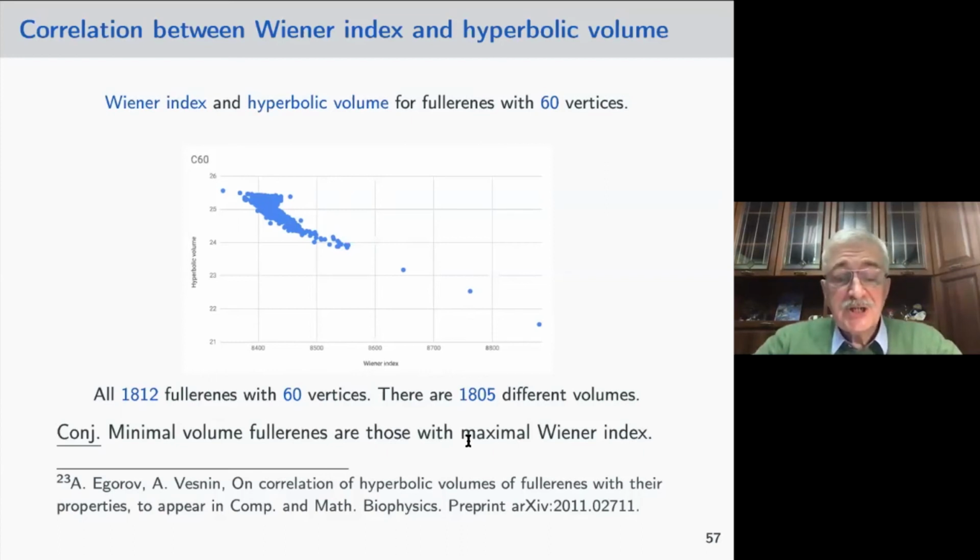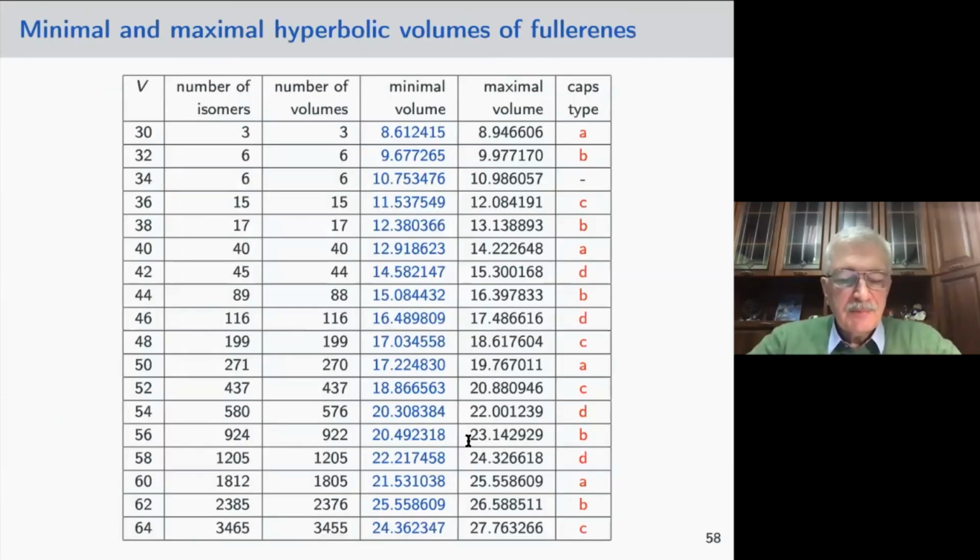In this picture, it is just for a particular class, and we investigated our conjecture about volumes, and we checked it for the hyperbolic volumes which we already calculated, and we got the following result. This result is presented in the table. So we checked that this conjecture is true for graphs up to 64 vertices.